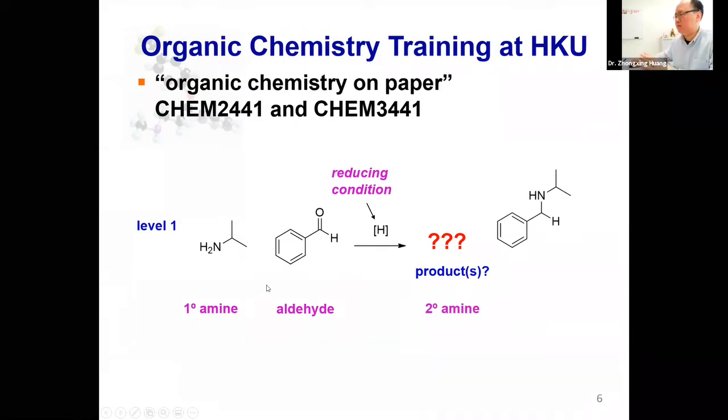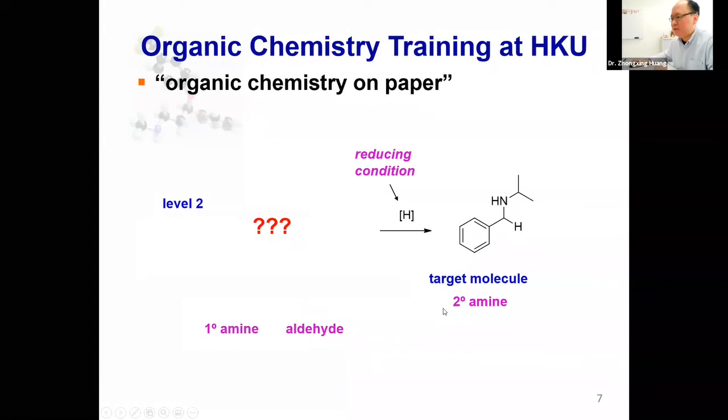We teach you this, then you know what the product of this reaction is. You have the starting material, and then you need to write the product. The second level is that we tell you we want to make this target molecule, which is a secondary amine, and we also tell you that you have to make it under reducing conditions. Now you have to figure out what the starting material is.